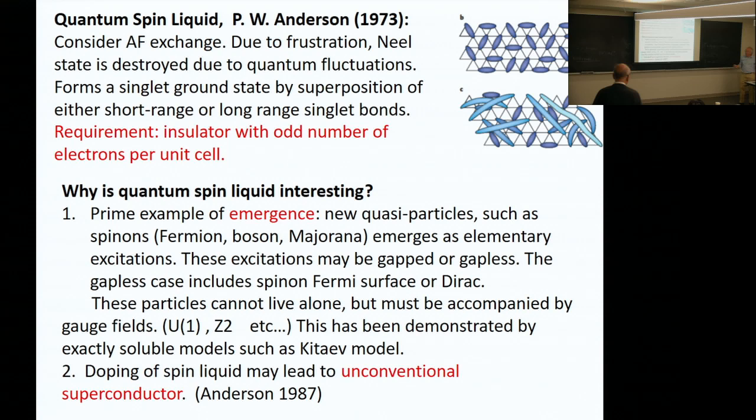So all these new particles emerge at low energy, which were not there, because we started with a spin model, where there was only a spin degree of freedom. So that's something new, somewhat like the fractional quantum Hall effect where a fractional charge emerged, but it was not there originally.